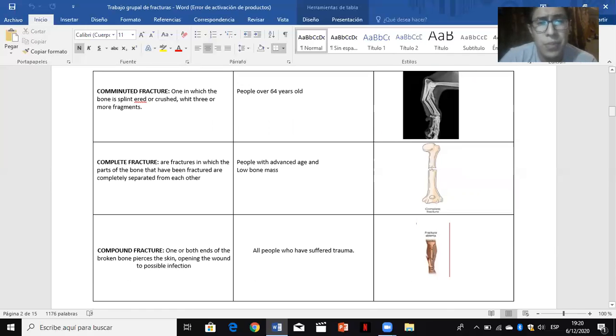Comminuted fracture: the bone is shattered, crushed, with three or more fragments. People at risk: people over 60 to 80 years old. Complete fracture: the parts of the bone that have been fractured are completely separated from each other. People at risk: people of advanced age and low bone mass.